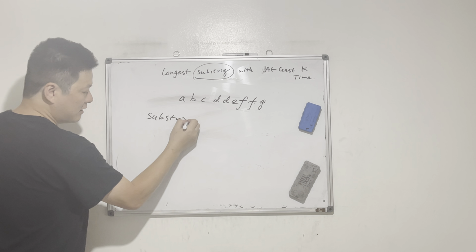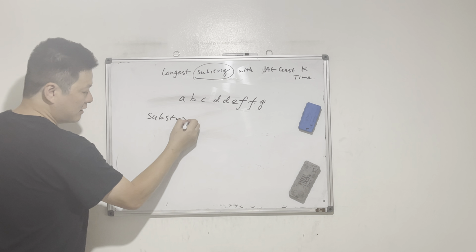Maybe this is not a very good example. Let me write another example. Let's say k equals 3: a, b, b, c, c, c, and then d, d, e. What's the answer? The longest substring in which each character appears at least 3 times. Can you give me that? ccc. That's the only substring that satisfies this requirement.